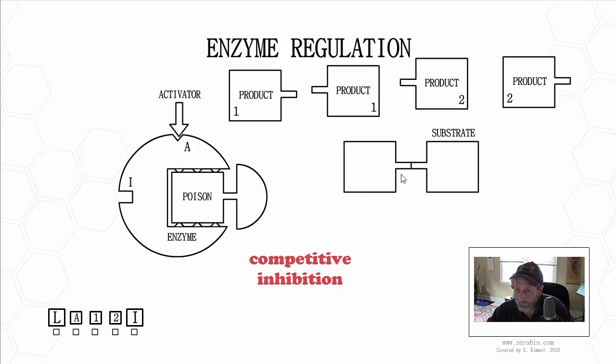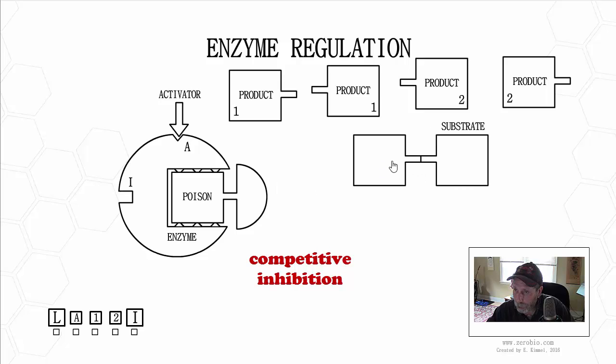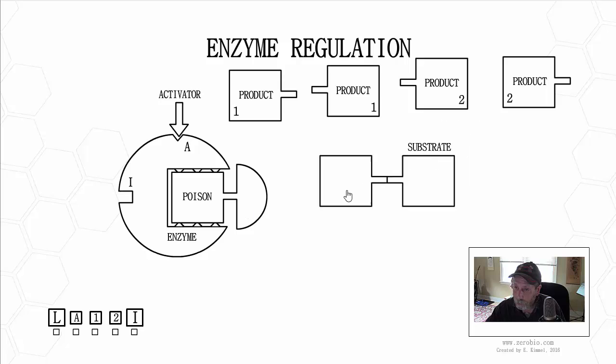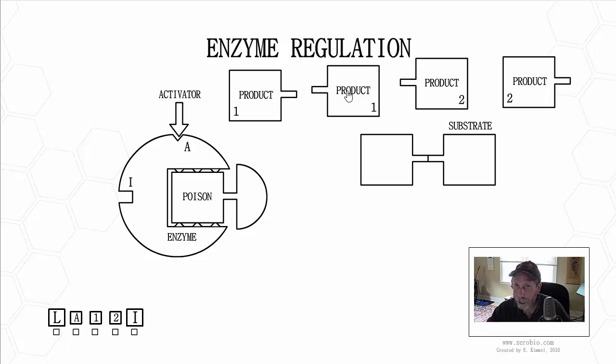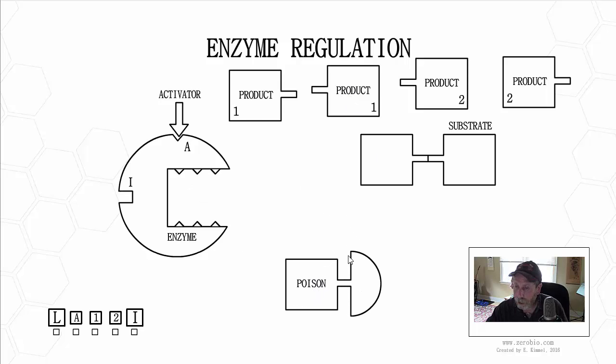So this is competitive inhibition as well. It's competing with the substrate. And if this substrate has to be converted to products in order for you to live, then that's how this poison could work, by competitively inhibiting the enzyme so substrate cannot get in, and therefore you can't make the products that are necessary for life. All right, so competitive inhibition is one of the ways that you can regulate an enzyme.